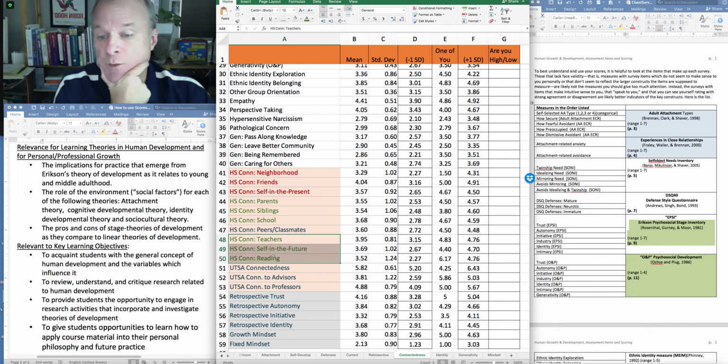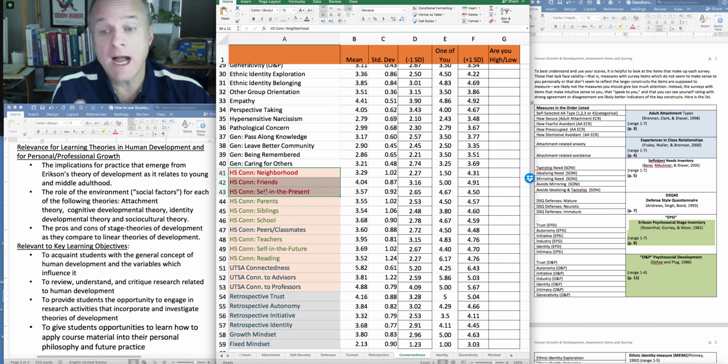In all of these, they typically predict school engagement, school success, and low risk-taking. When these green ones, the conventional connectedness, are low, and the unconventional connectedness, the ones in red, are high, those are kids who engage in a lot of risk-taking.